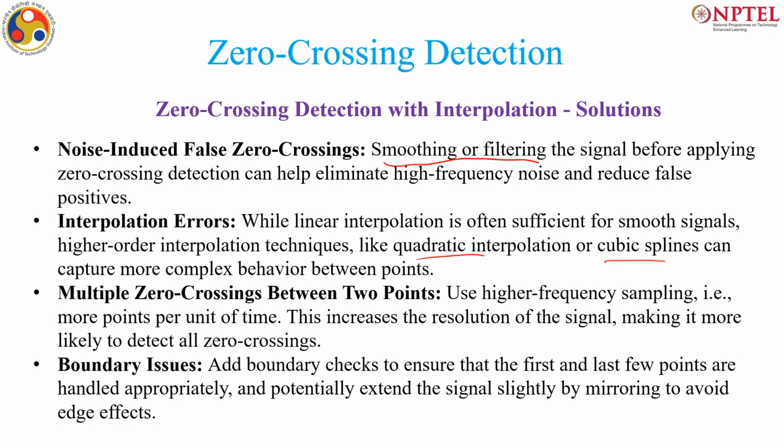For the boundary issues, one way is to use mirroring. You can extend the signal by mirroring the last few or the first few values, so that the boundary issues are handled carefully. Here zero padding may not be a good way to solve it, because zero padding will not help you find whether there was any actual zero crossing or not, but mirroring might.